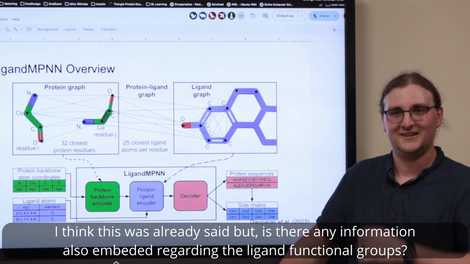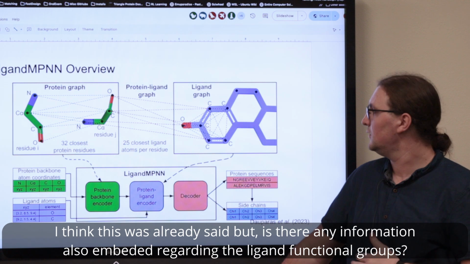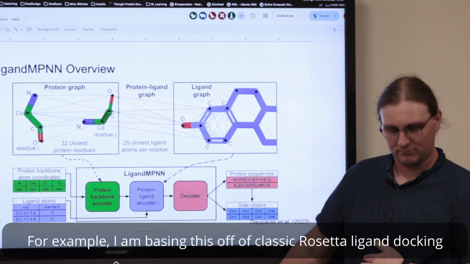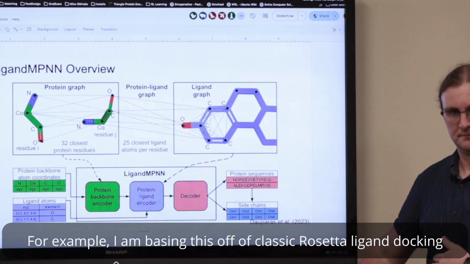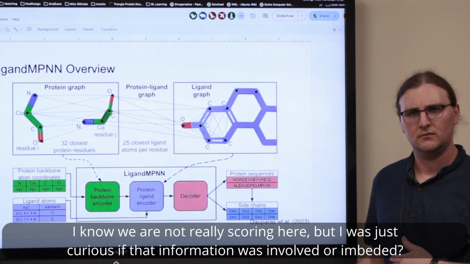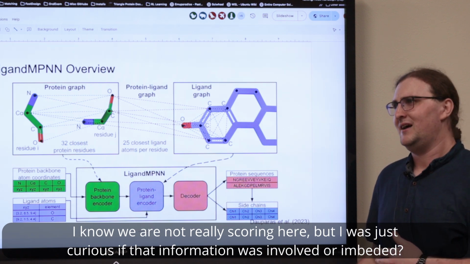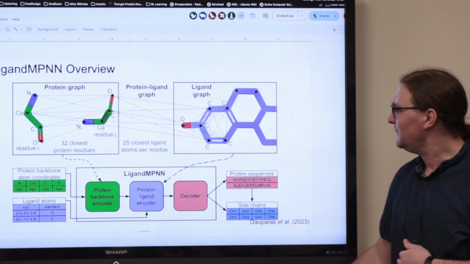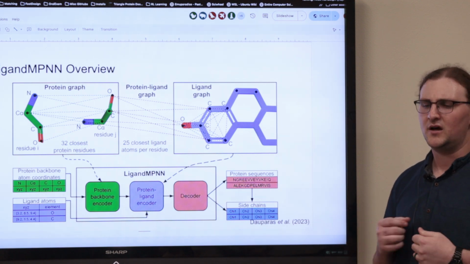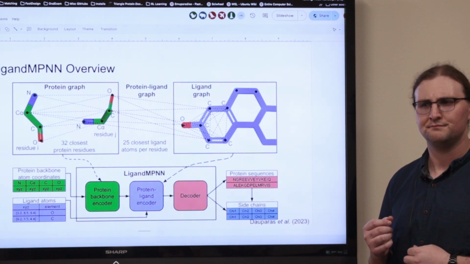I think this was already said, but is there any information also embedded regarding the ligand functional groups? For example, I'm basing this off of classic Rosetta ligand docking. There are some generic atom potentials that utilize functional groups in order to score them. I know we're only scoring here, but I was just curious if that information was embedded. I don't think explicitly. You can have similar information by embedding the atom types and their connectivity, but I don't think there's any explicit functional group representation embedded in here.